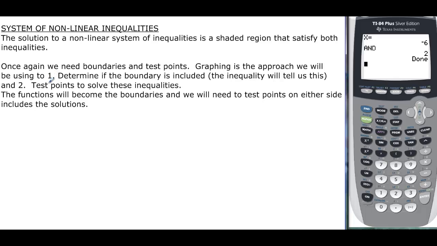When we're graphing these, what we're trying to do is determine the boundaries, and that'll usually be the graph of the function that we have. Then we have to test points. If it's a circle, those test points will be inside or outside the circle, or if it's a parabola, inside or outside the parabola. So again, the functions will become the boundaries, and we need to test points on either side.